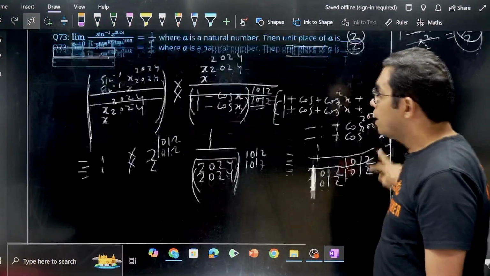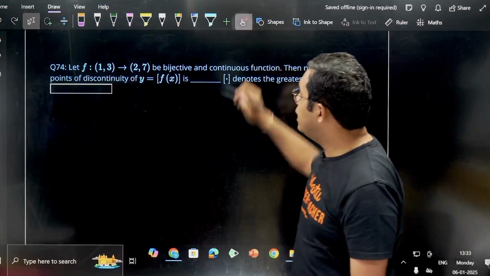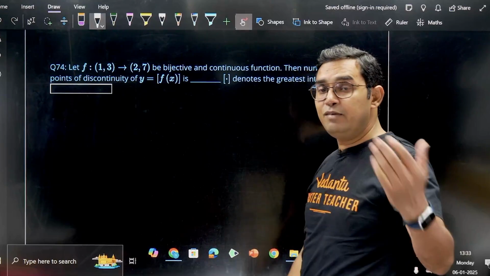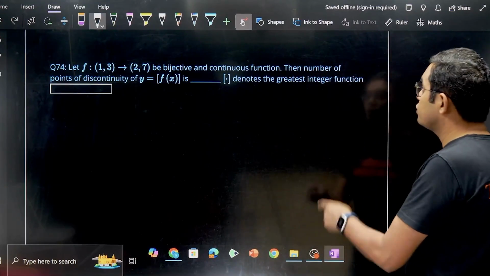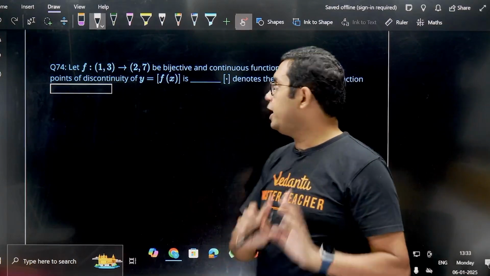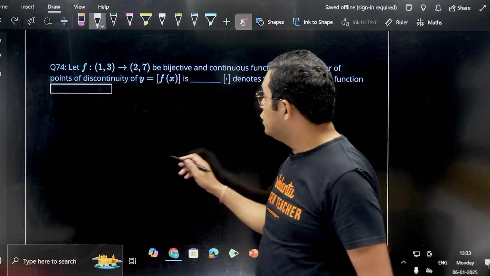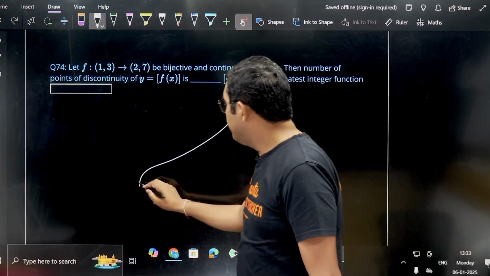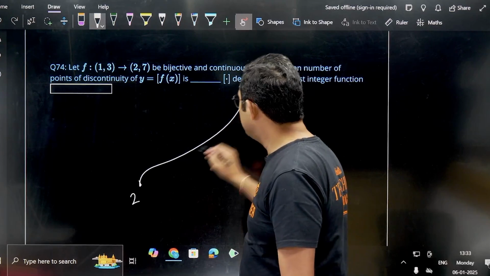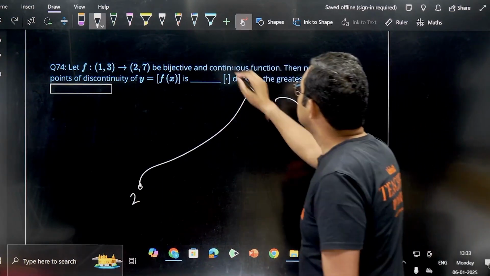Okay. Coming to the second last question of this paper, that is 74. Here we are given f from (2, 7) is a bijective, means one-one and onto, function, continuous function also. The number of points of discontinuity for y equal to GIF of x. Here, f(x) is a continuous function, bijective also. So it will be increasing like this. Now we will start from 2 and then go to 7. Both sides are open brackets, so you can write like this, or it will be going down like this.